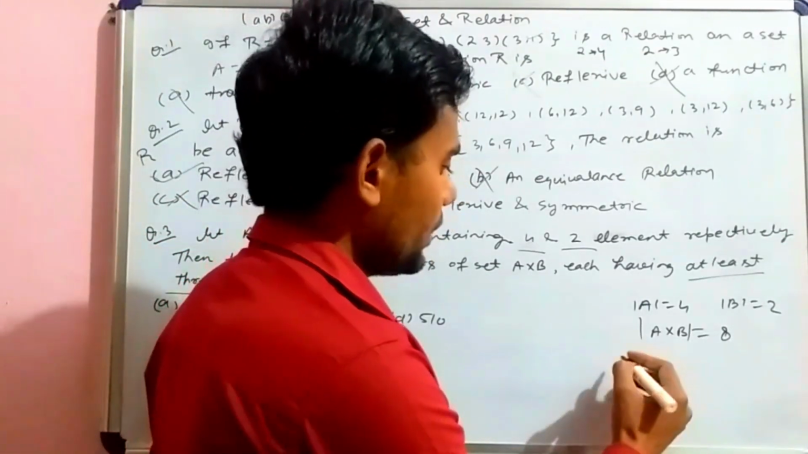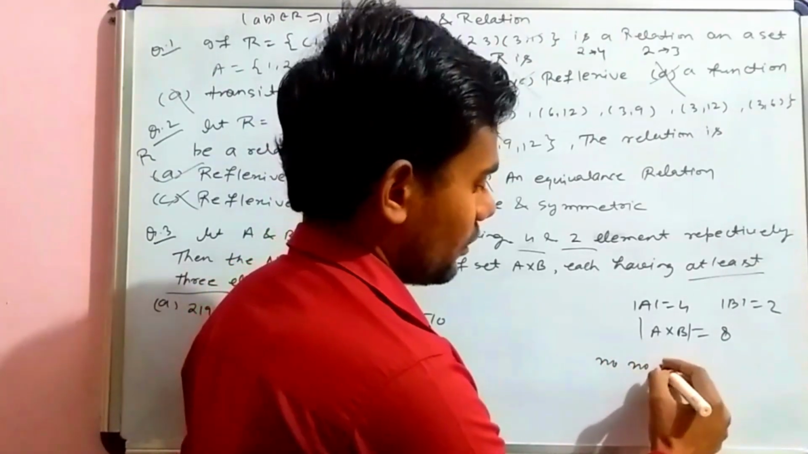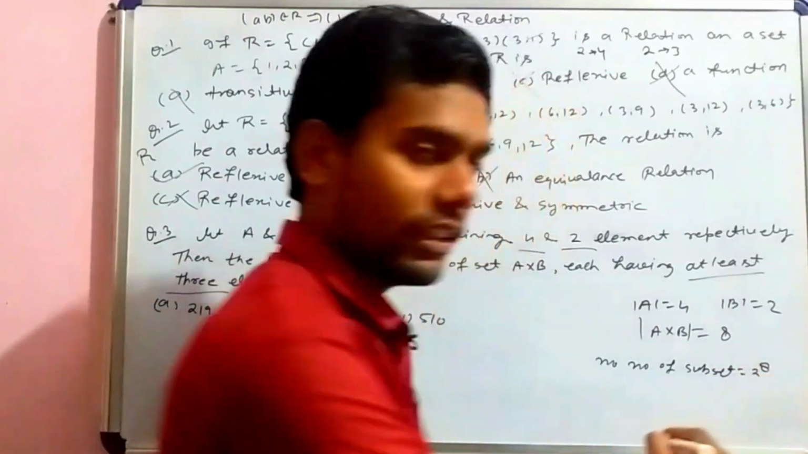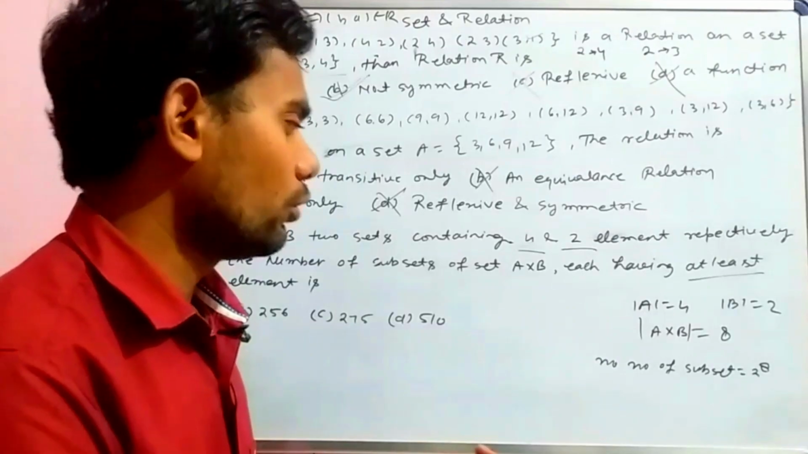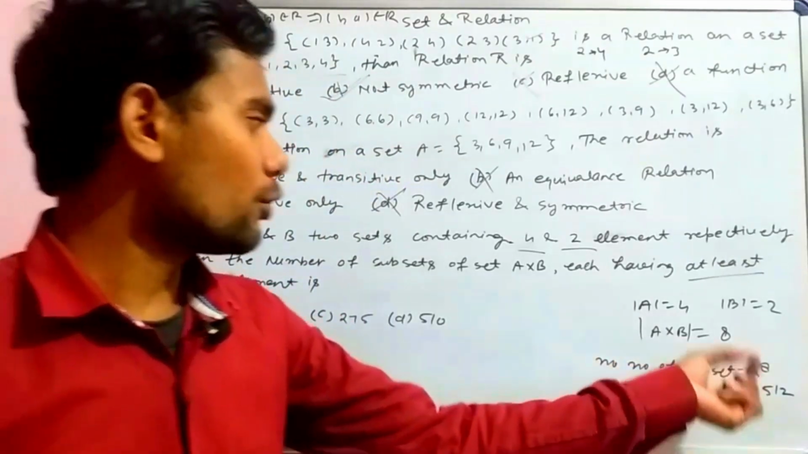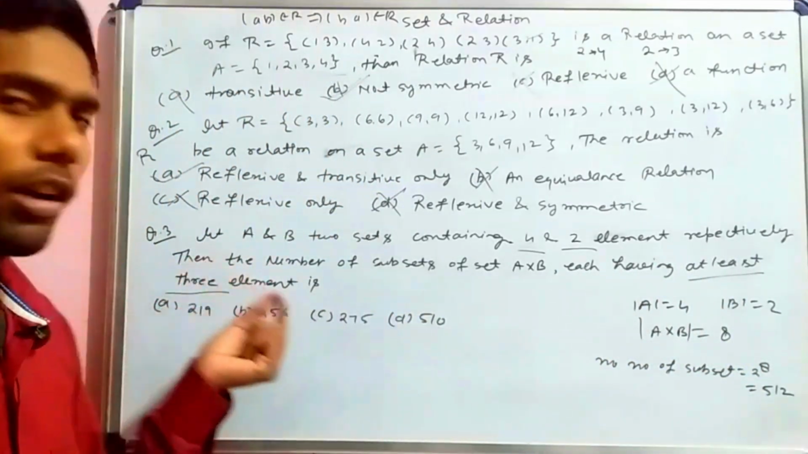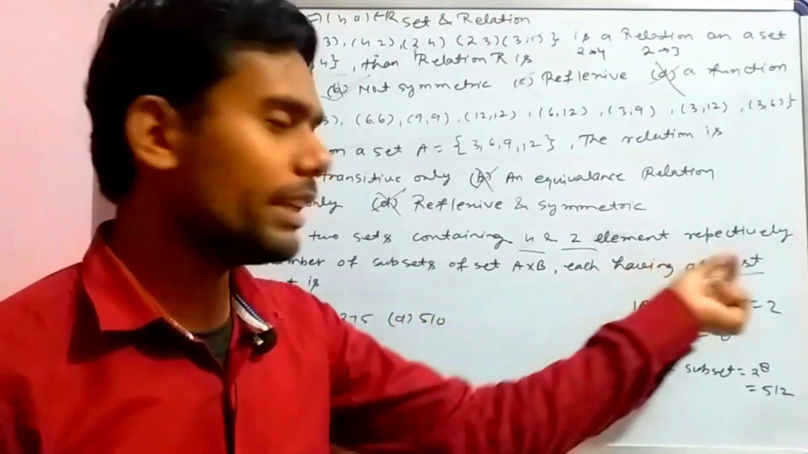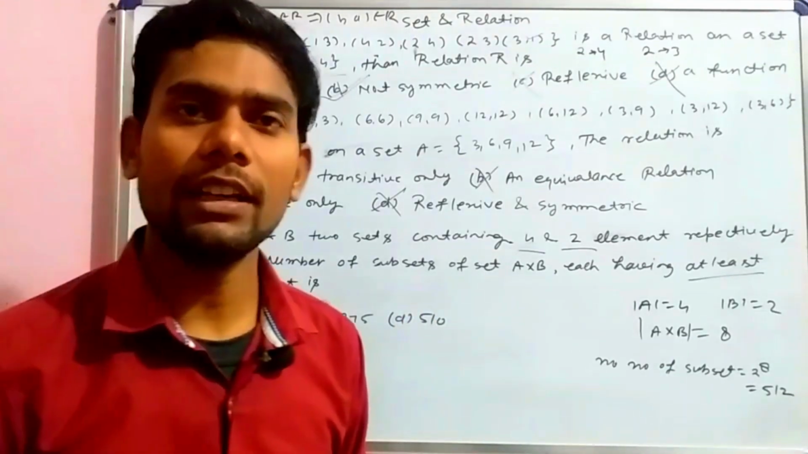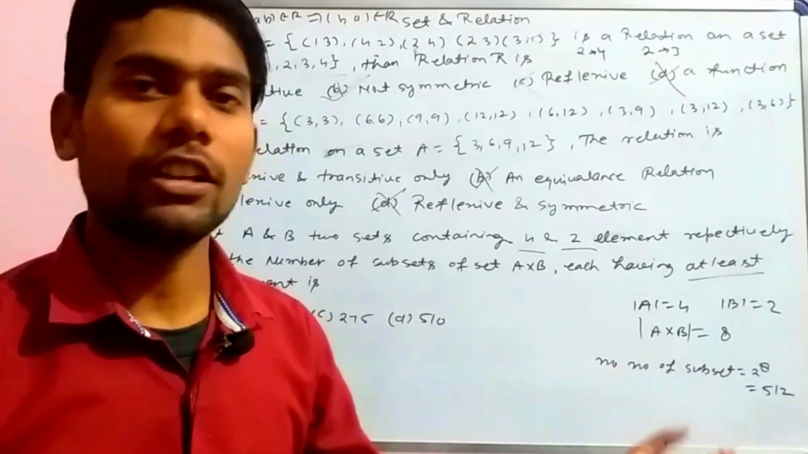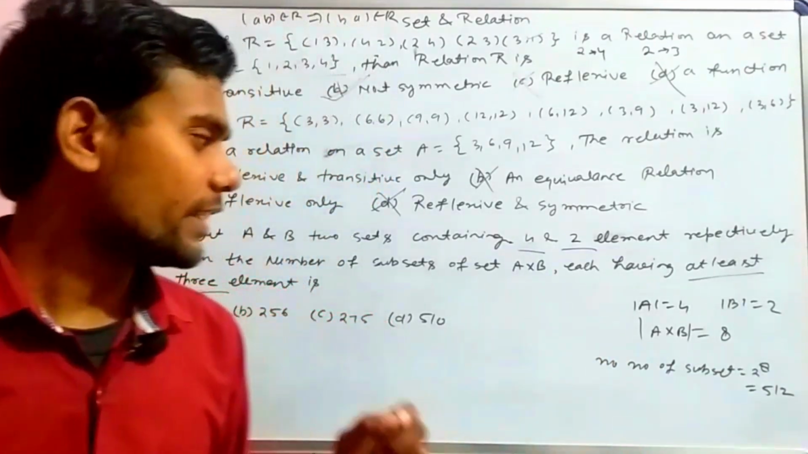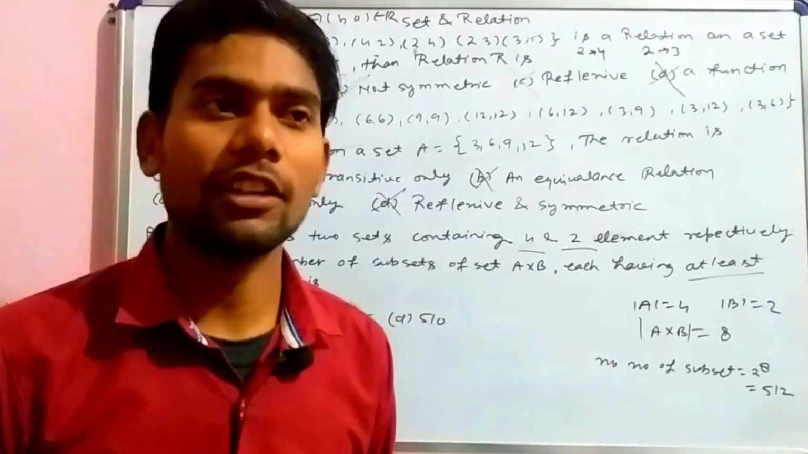The total number of subsets of A cross B is 2 to the power 8, which is 512. But we have to count only the subsets of A cross B having at least 3 elements. So any subset having only 1 element is not included, and 2 elements is not included. At least 3: if any set has 3 elements, then it can be included.